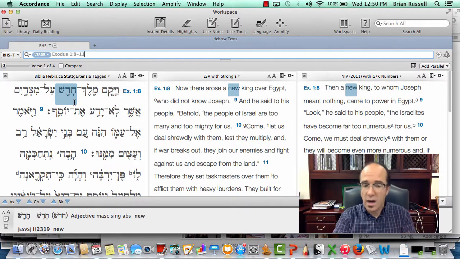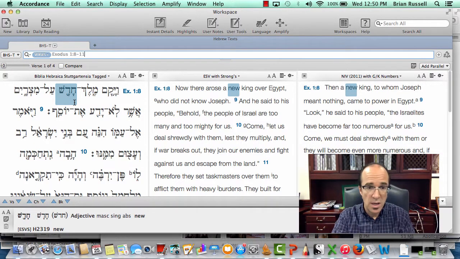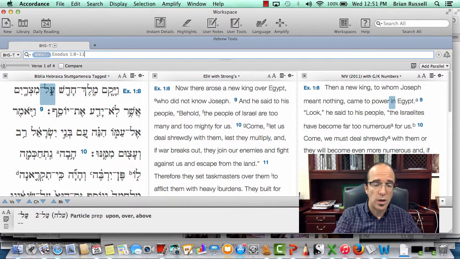Whenever you have a word in construct, what that signals is that the next word, in this case chadash, is in the genitival case. So you can look up genitives in our Arnold-Choi book in the appropriate location. And this is an example of an attributive genitive. It's what kind of king are we talking about? It's a new king.